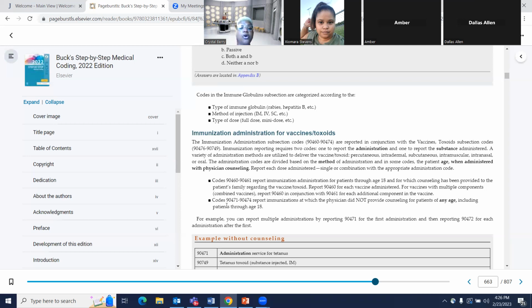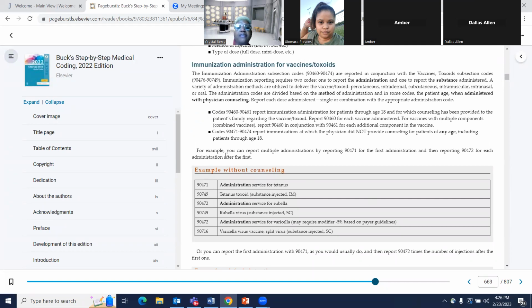So it's only 2 codes you will be using for those injections, and codes for each additional component in the vaccine. Codes 90471 through 90474 report immunizations at which the physician did not provide counseling for patients of any age, including patients through age 18. So you see how that can be a little confusing, but it's really not if you look at the documentation. Counseling is 90460 through 90461. If he did not provide counseling at any age, it's 90471 through 90474. So that's why you have to know those guidelines.